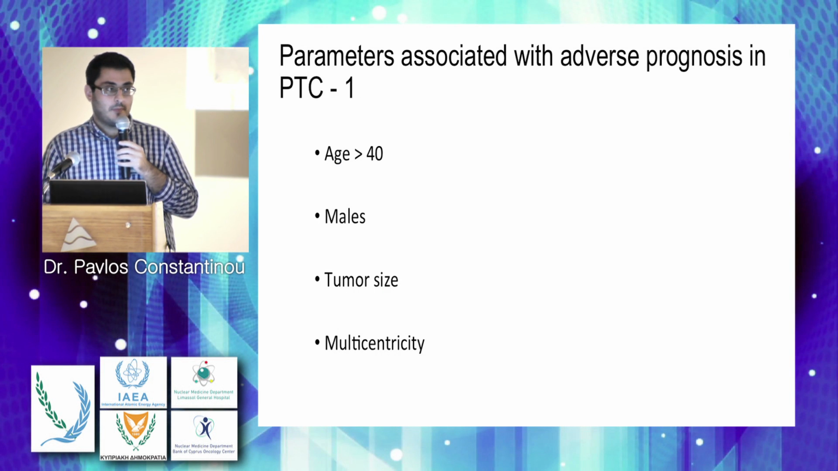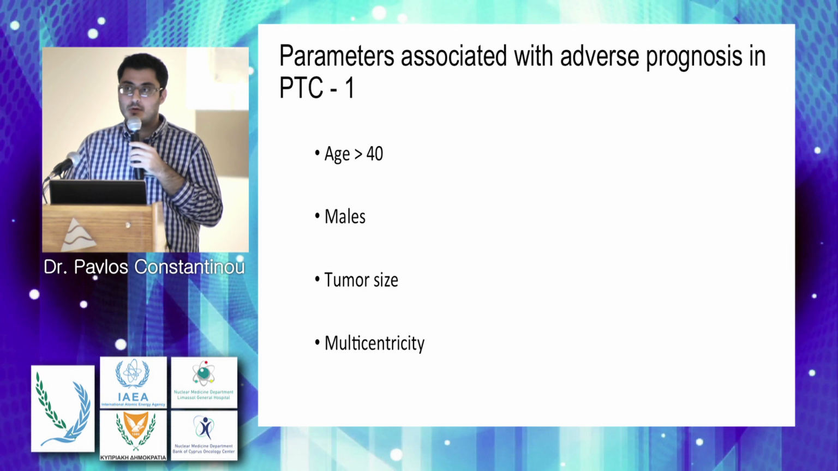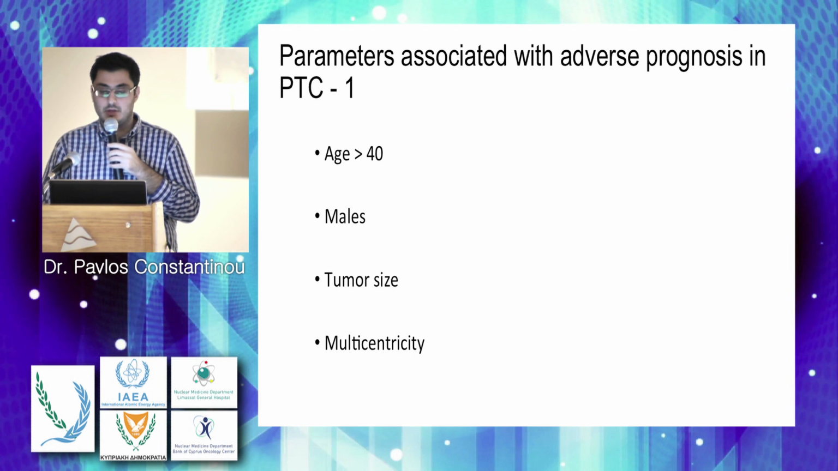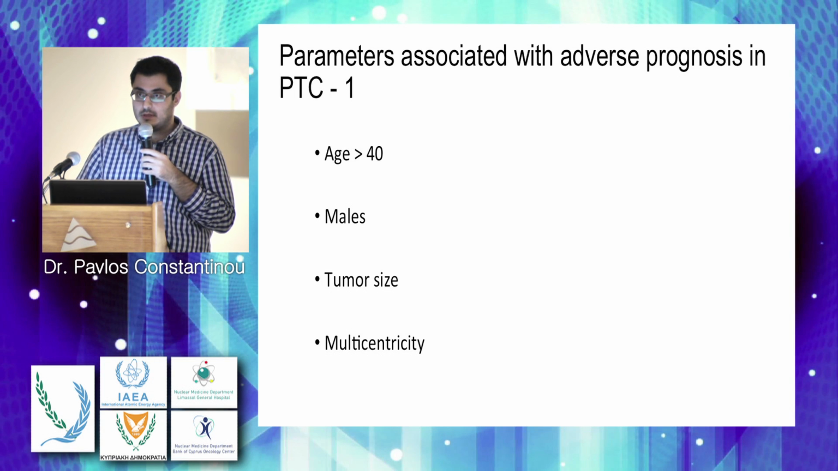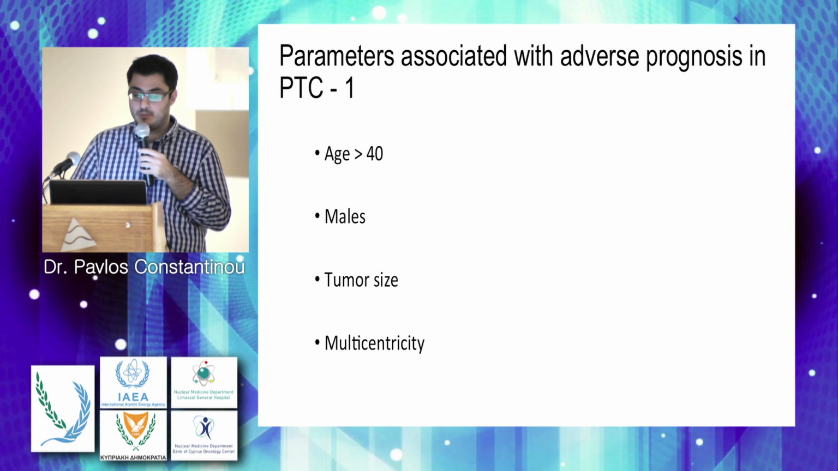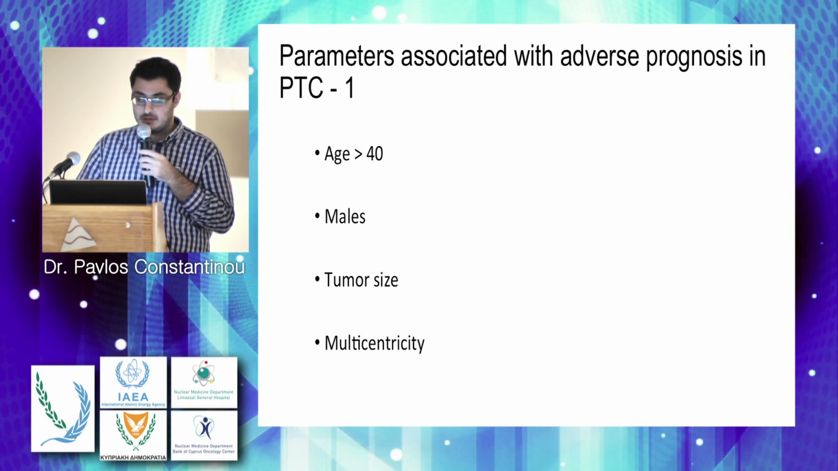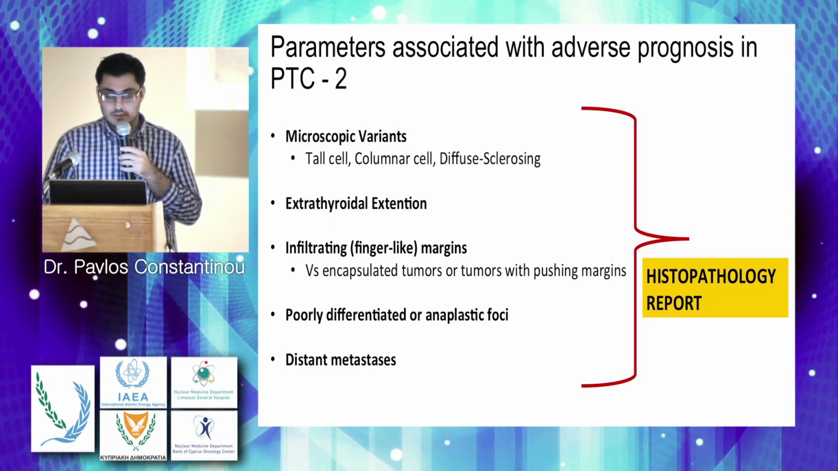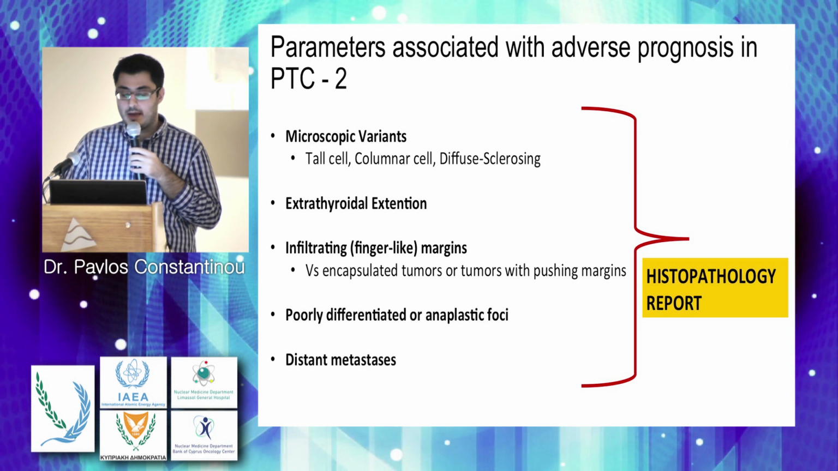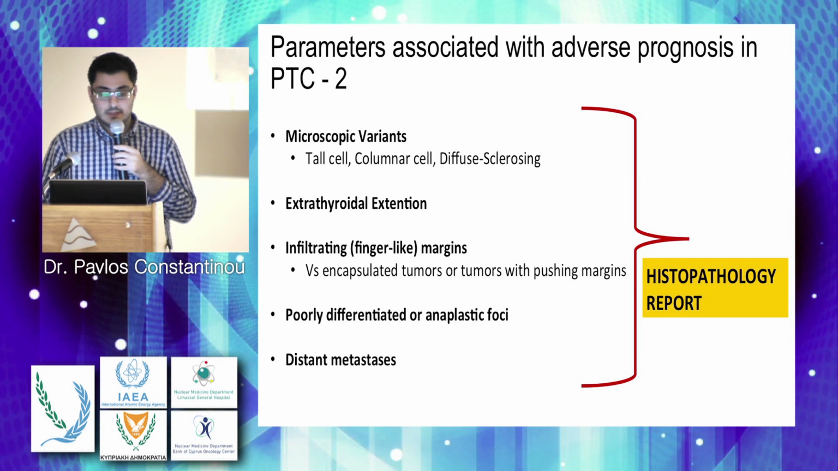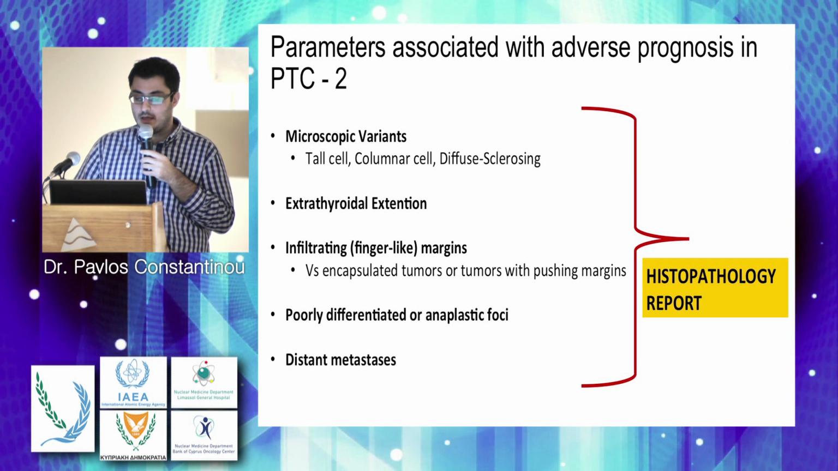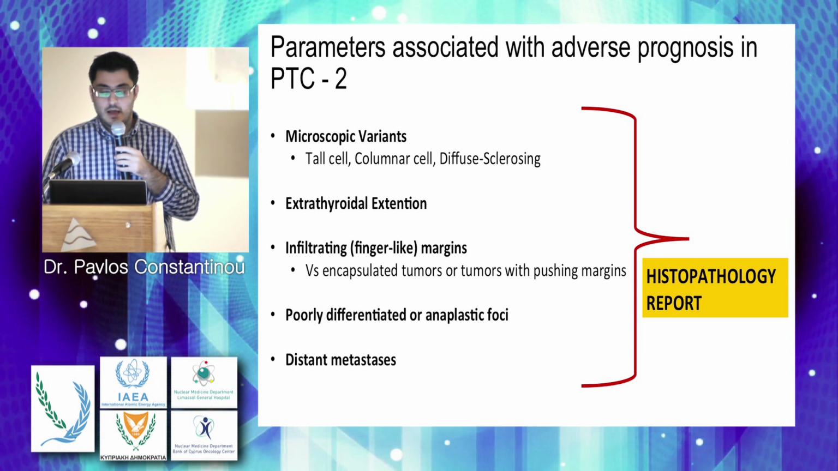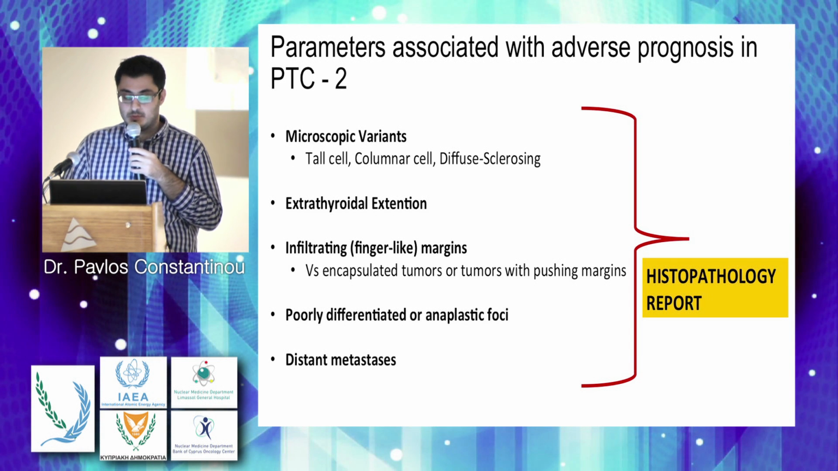To conclude with papillary thyroid carcinoma, let's have a look at the parameters that are associated with an adverse prognosis. We all know that younger patients tend to have a better prognosis, and of course the gender, the tumor size, and the multicentricity impact prognosis. Also, the microscopic variants, as we have already said, the tall cell, the columnar cell, and the diffuse sclerosing variant tend to have an adverse prognosis.